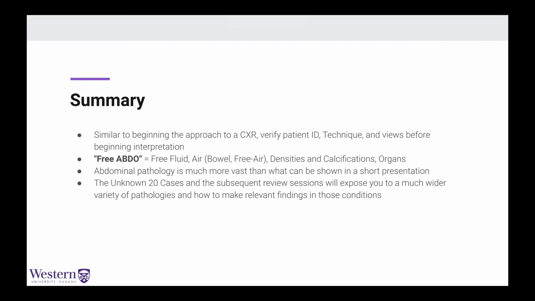So in summary, very similar to the beginning of the approach to a chest x-ray, verify patient ID, technique, and various views before beginning interpretation of the images. Use the mnemonic free abdo, for free fluid, air, be it in bowel or outside of bowel, densities, and calcifications in organs, and go in a systematic manner, interpreting all of the various images that you've been provided with. Obviously, abdominal pathology is much more vast than what can be shown here in a short 30-minute presentation, but this will hopefully provide you with an opening approach to interpreting abdominal radiographs.